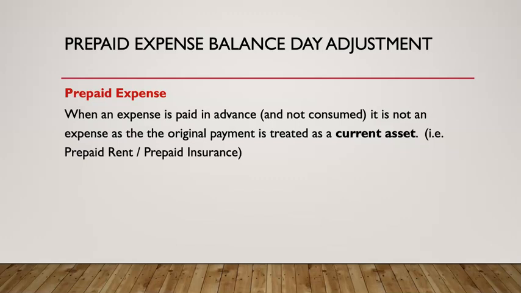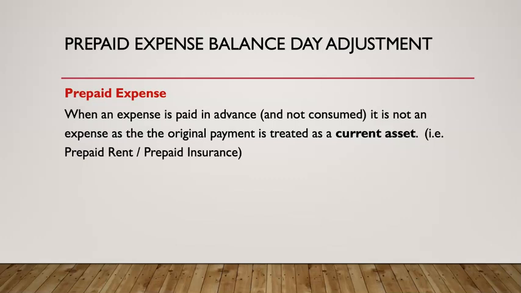It is therefore not an expense, as the original payment is a current asset. And you might have seen these before, you should have. Some examples are prepaid rent or prepaid insurance. They could be anything. These are things that are typically expenses, rent and insurance, but you often pay things in advance. So you might pay for 12 months of insurance in the future, or rent for the next 6 months.